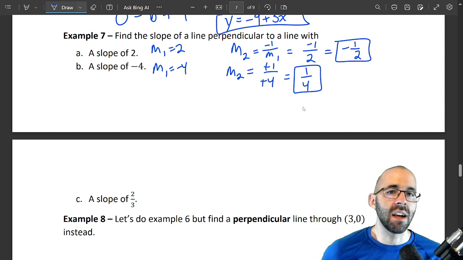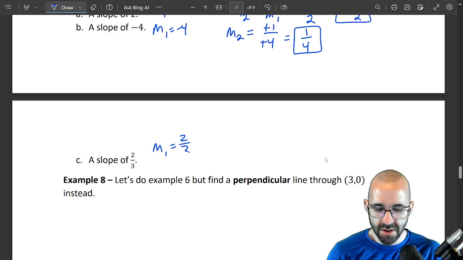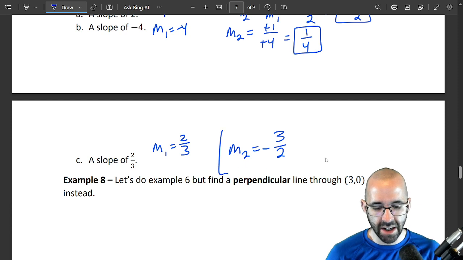Put a negative, you get -1/2. Letter C, the first slope is 2/3. You can use the formula, or you can just take a shortcut. Flip it, now it's 3/2. Take its opposite, now it's negative.